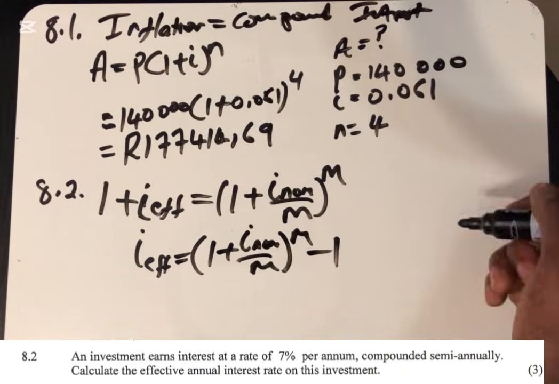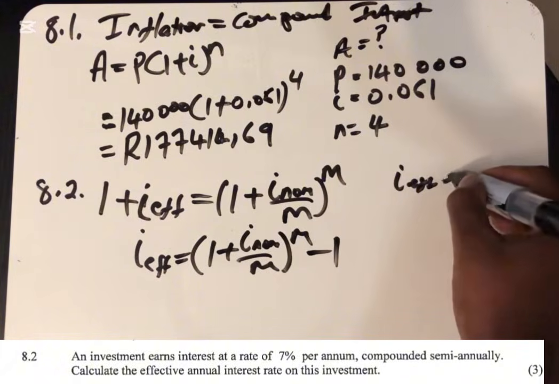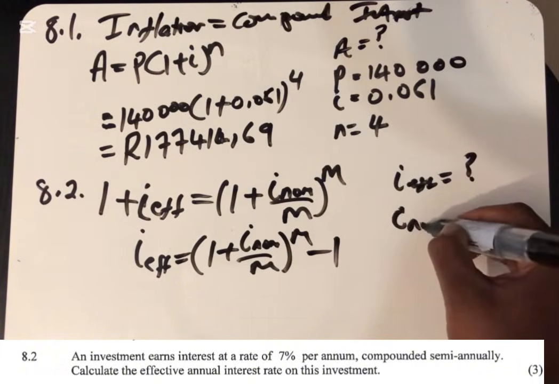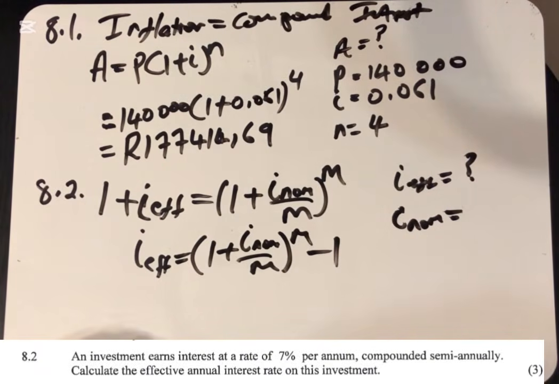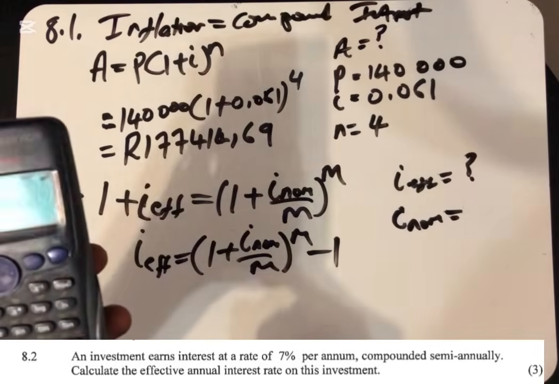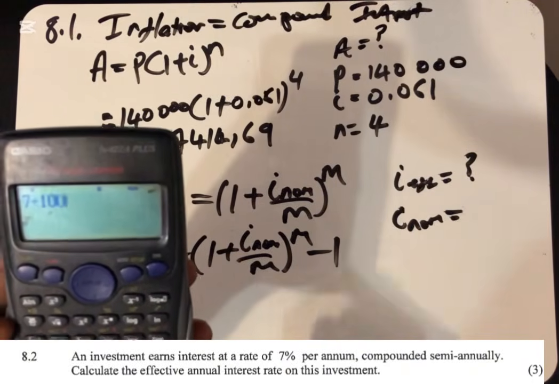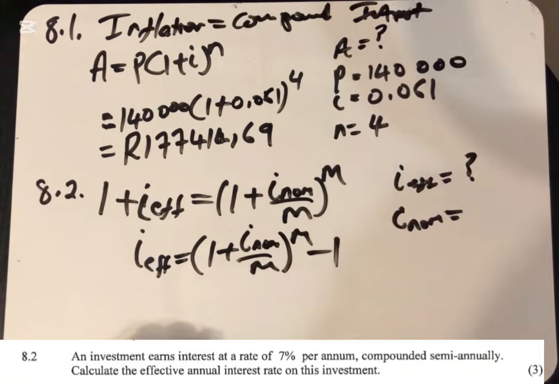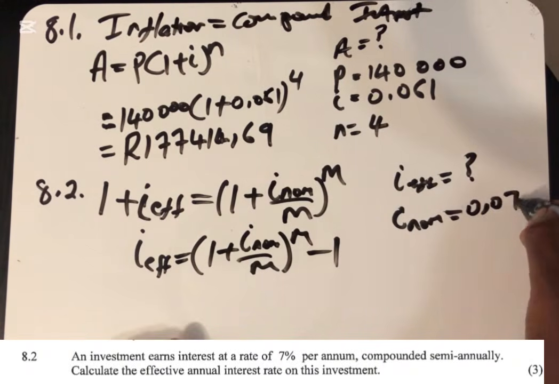So let's write the given information down. i_eff is what we are looking for. i_nom is the nominal interest rate that we are given here as 7%. We don't write the percentage every time. When you see a percentage, you just take that number and divide it by 100. So 7 divided by 100 gives you 0.07. So i_nom gives us 0.07.